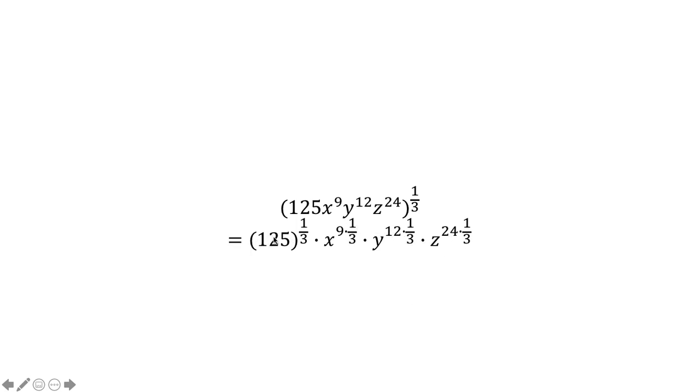Now, I still have to get the cube root of 125, which, if you know your cube roots, you know that that's 5. But then I'm just chopping each of these exponents into getting a third of it. So 9 divided by 3 gives me 3, 12 divided by 3 gives me 4, 24 divided by 3 gives me 8.